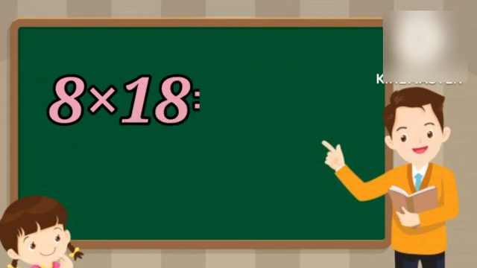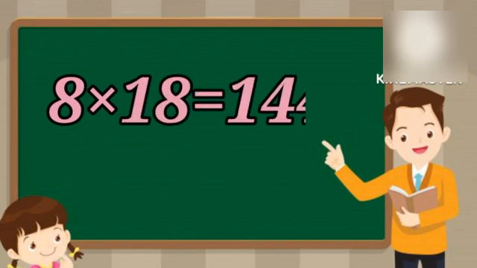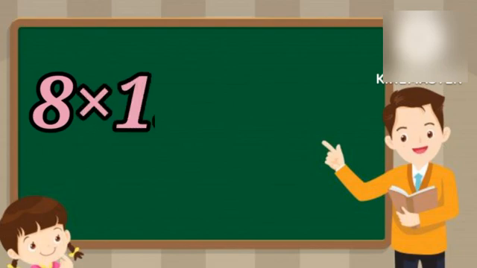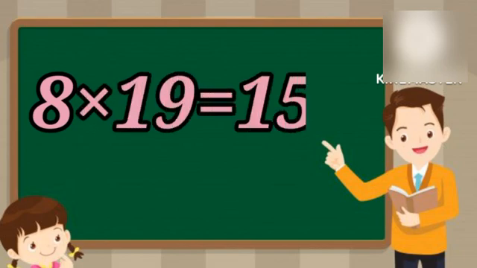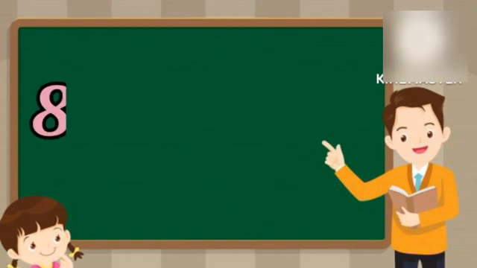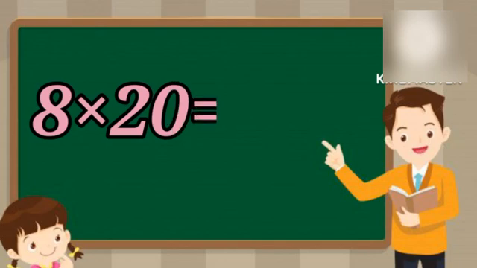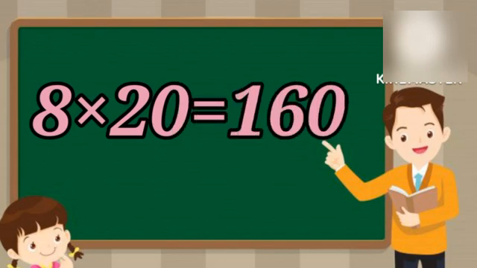8 eighteens are 144. 8 nineteens are 152. 8 twenties are 160.